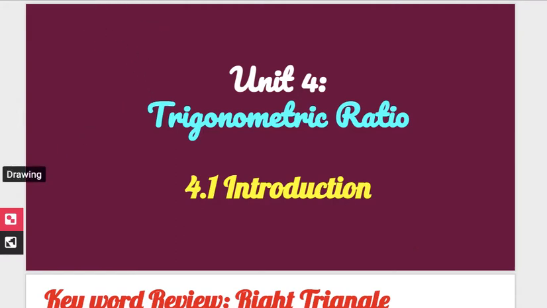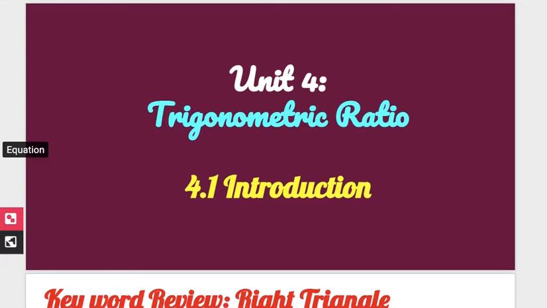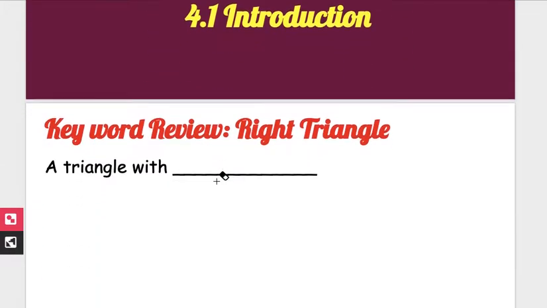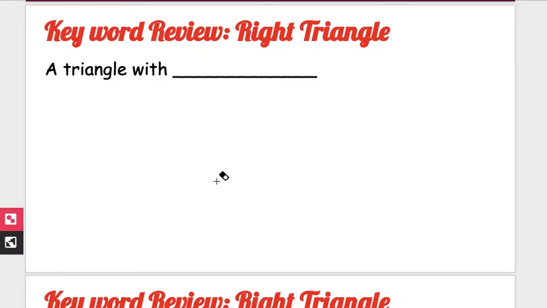Today we are going to start a new unit called trigonometric ratio. And in the first lesson, we are going to have a brief introduction of how the ratio looks. Before we start the lesson, let's quickly review a key word here, which is right triangle. The reason is that in this whole unit we actually talk about right triangle trigonometric ratios, which are all limited to a right triangle. So before we start, let's think about this right triangle.